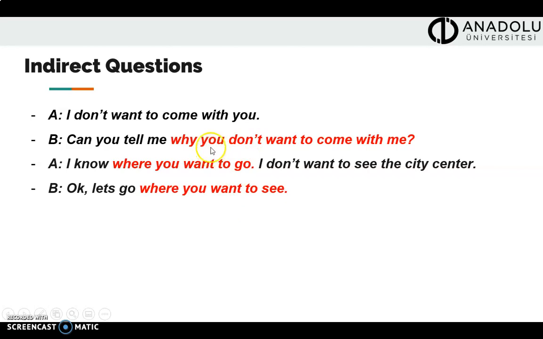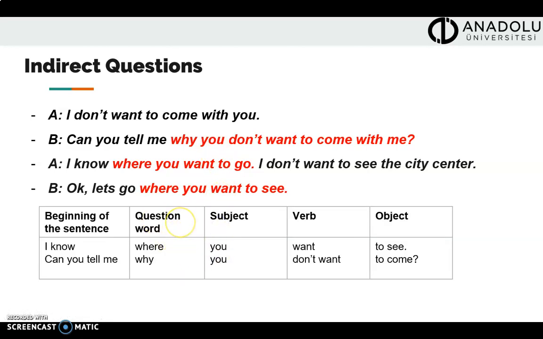But be careful, the word order is very different from the direct questions. You see, there is no auxiliary verb, and we use the word order of a statement, not a question, to make indirect questions. And all these indirect questions are used as the object of another sentence or a question, you see.